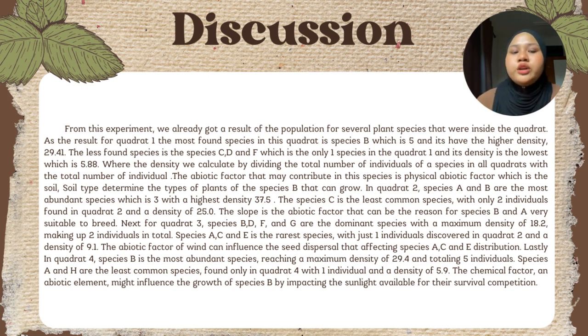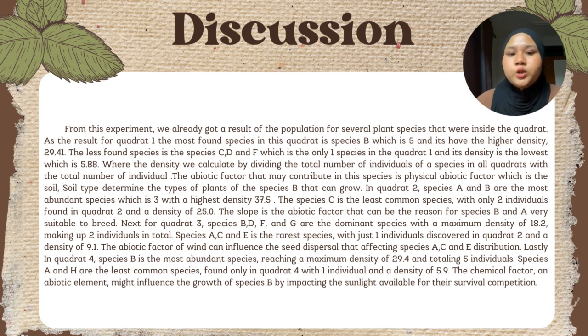Next, for quadrat 3, species B, D, F, and G are the dominant species with the maximum density of 18.2, making up 2 individuals each. Species A, C, and E are the rarest species with just 1 individual discovered in quadrat 3, and the density is 9.1. The abiotic factor can influence the seed dispersal, affecting how species A, C, and E are distributed.